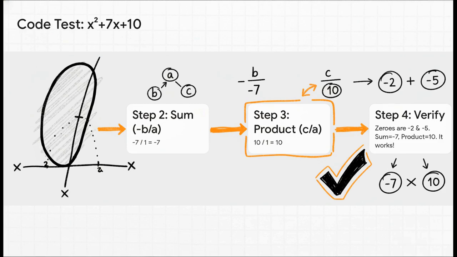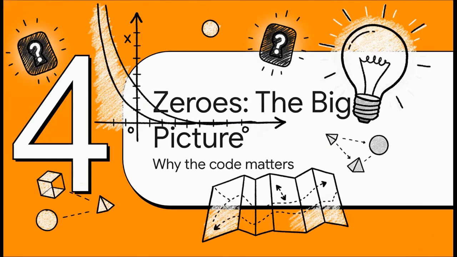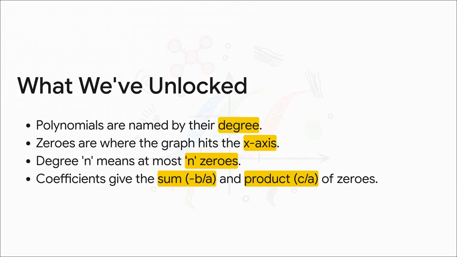The code is real. Okay, let's zoom out for a second. We've just cracked a couple of pretty big secrets about these polynomials. So, what's the big takeaway here? Why does this even matter? So, what did we figure out? We now know that a polynomial's degree gives it its name, linear, quadratic, and tells you the max number of times its graph can hit the x-axis.